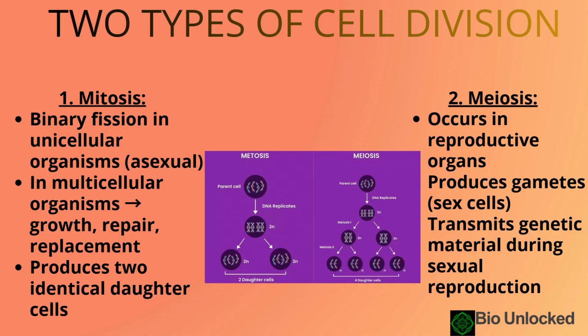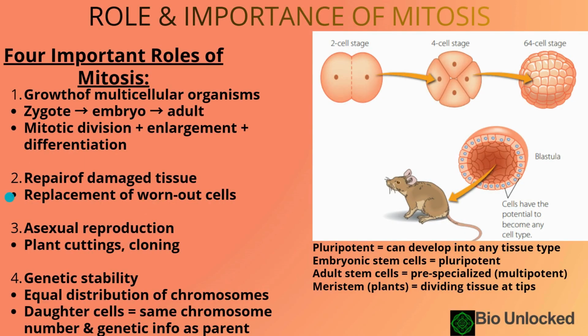Meiosis is different. It gives rise to gametes that transmit genetic material from one generation to the next during sexual reproduction. We'll cover meiosis in detail later, but for now, remember mitosis for growth and repair, meiosis for making sex cells. Let's focus a bit on mitosis first. Mitosis plays four important roles.